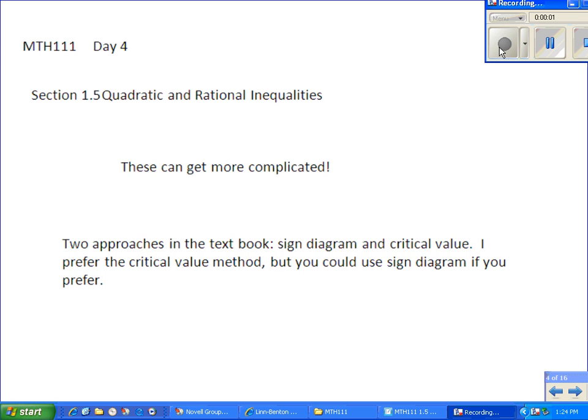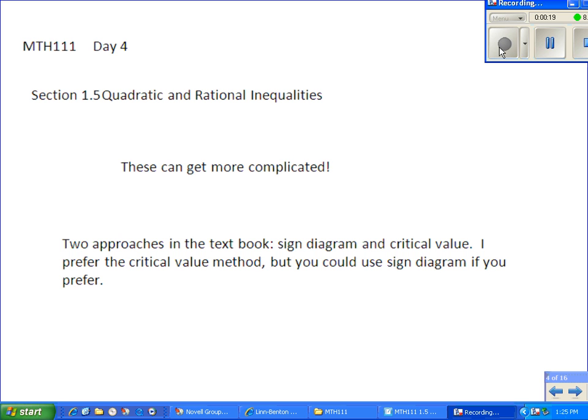We're going to look at quadratic and rational inequalities. These can get a little complicated, so it's important when you're working these problems to lay your paper out neatly, try to make it easy to follow the process because it's not necessarily a straightforward process. It's going back and forth to work the problem out.